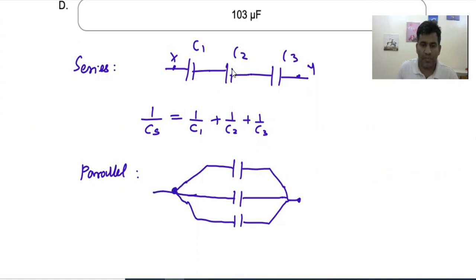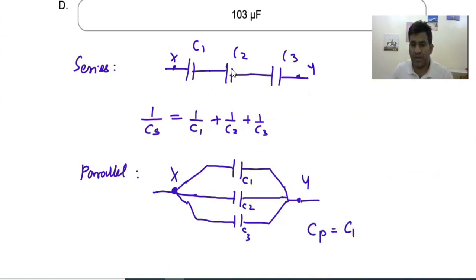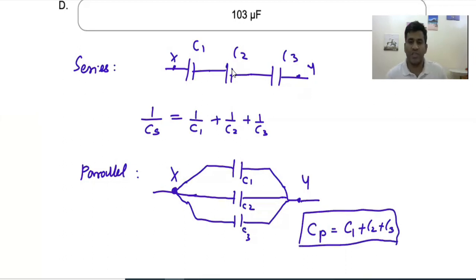This can be said to be point X, point Y. They may ask you what the net capacitance is in this arrangement. So if I'm saying C1, C2, C3, the net capacitance CP when connected in parallel is simply adding them as it is: C1 plus C2 plus C3. That is the value of the net capacitance connected in parallel. They may ask you either series or parallel. This is what you need to solve, right?